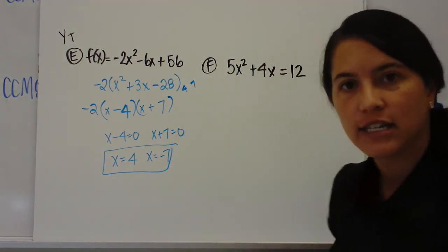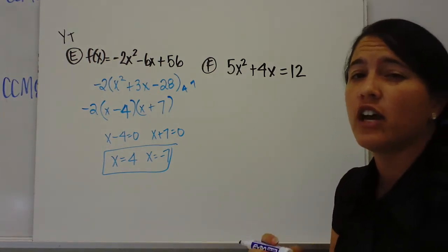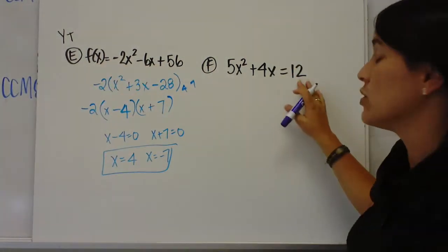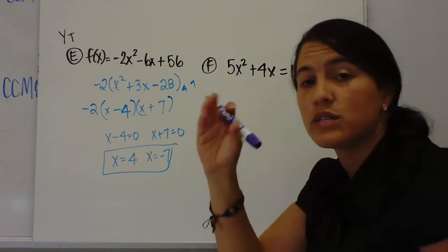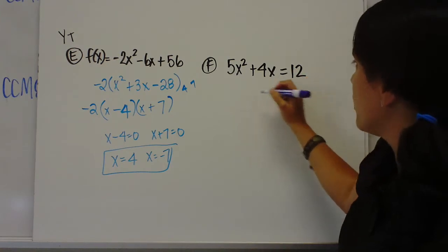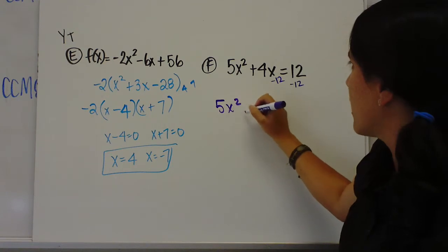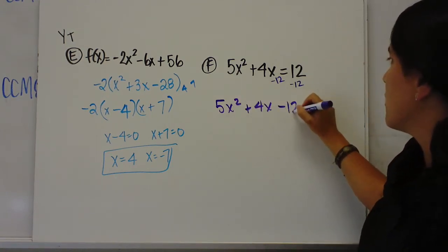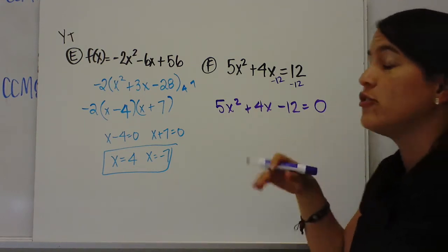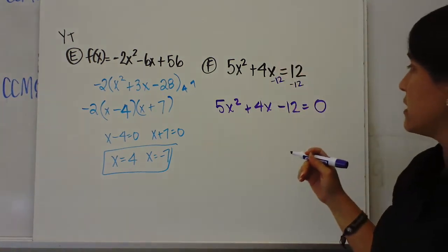All right, I hope you got that one correct. Now let me show you one that's just written a little differently. It's the same thing, you just have to manipulate it a little bit. Instead of equals f of x, we have equals 12. Well, we want it equal to 0. You always want your quadratic equation to equal 0. So we're going to move this over by doing minus 12. And I get 5x squared plus 4x minus 12 equals 0. Once you do that, then you can go on through the factoring process with your parentheses.